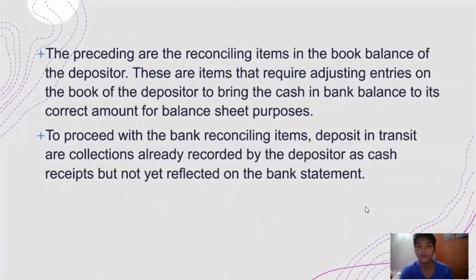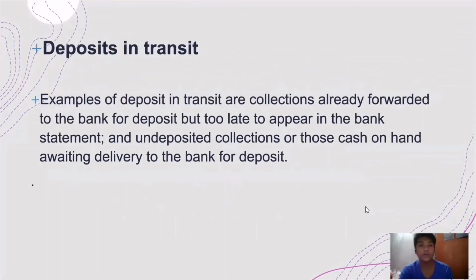Considering the bank reconciling items: deposits in transit are collections already recorded by the depositor as cash received but not yet reflected on the bank statement. Examples of deposits in transit are collections already forwarded to the bank for deposit but too late to appear in the bank statement, and undeposited collections, or cash on hand awaiting delivery to the bank for deposit.